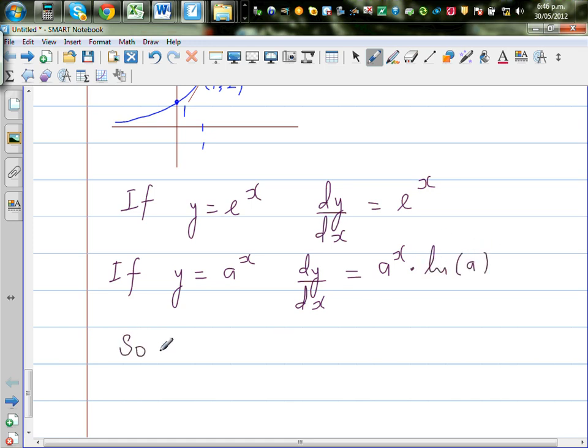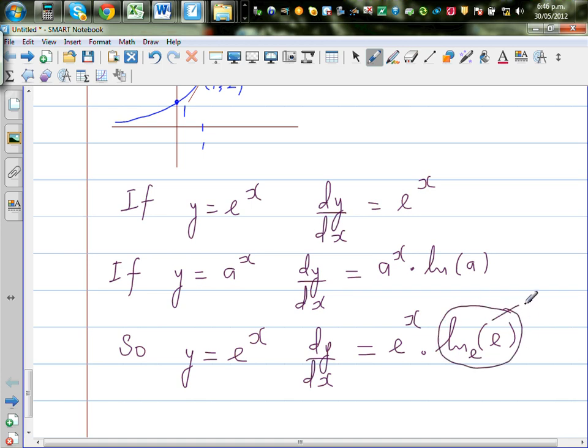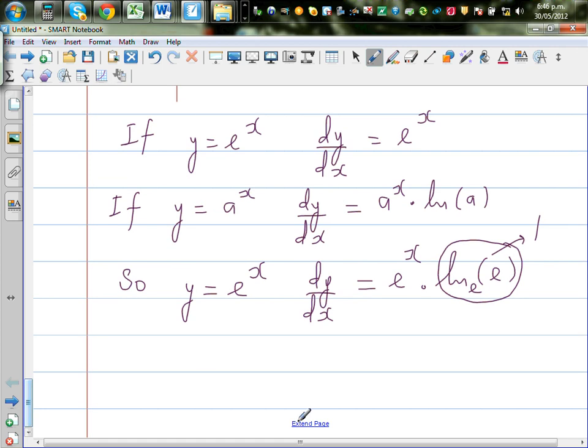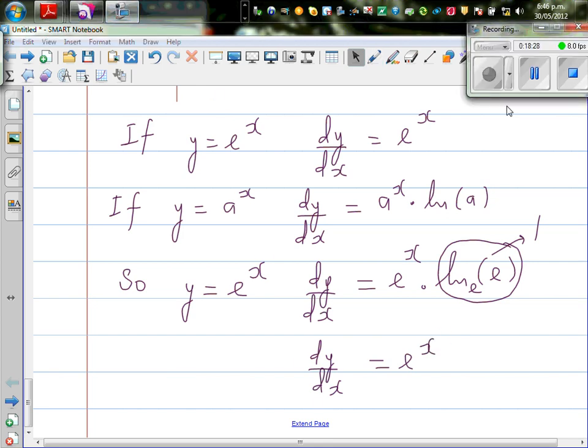So, using the same rule, if y is equal to e to the power x, e is also a constant, a special constant. dy by dx would be e to the power x, the function itself, times natural log of e. And natural log of e has a base of e, so this is nothing but 1. So we can say dy by dx is equal to e to the power x. I think I'll prove the next in the next video.